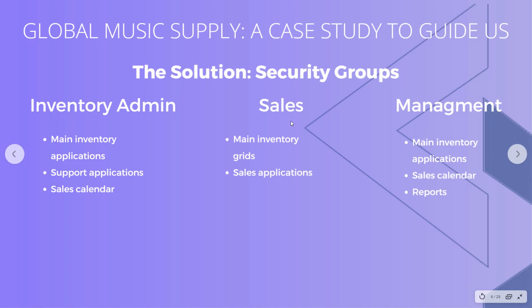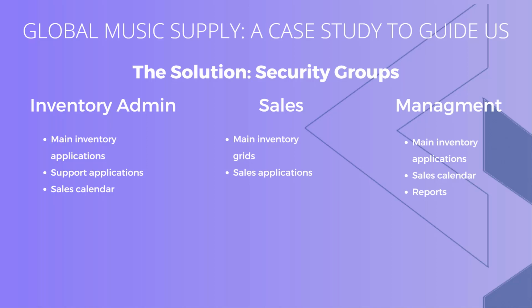Then you're going to have the sales group. That's for our sales teams. They need access to the inventory grid so they can see what is in stock, but then they also need access to the sales applications to input their sales. But you don't want to give them access to the forms for the inventory applications since you don't want them having access directly to the inventory data.